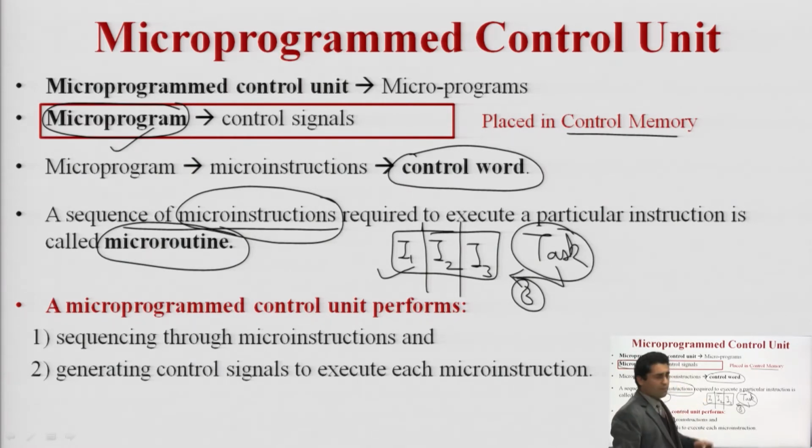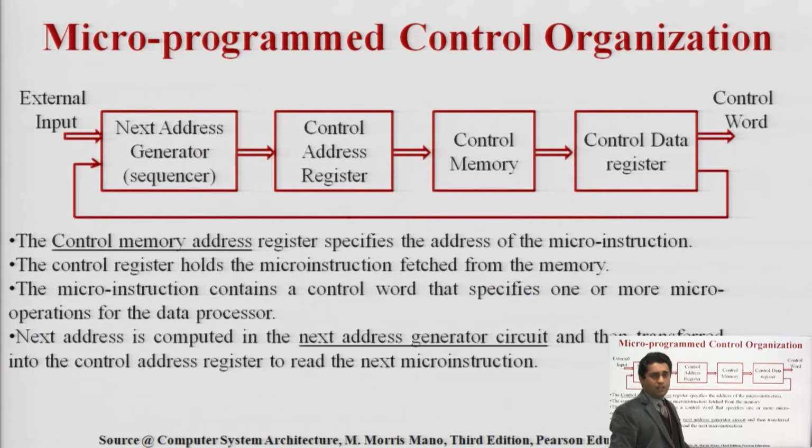This microprogrammed control unit is basically divided into 4 entities, and these entities are the next address generator, which is also known as the microprogram sequencer. In a university exam, there is a 2 or 3 marks question individually on this topic: what is a microprogram sequencer. The next is the control address register.